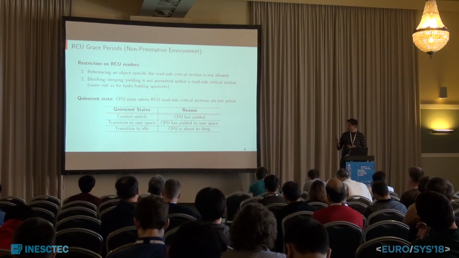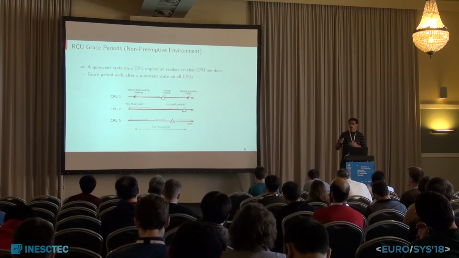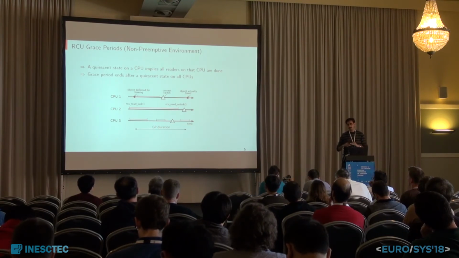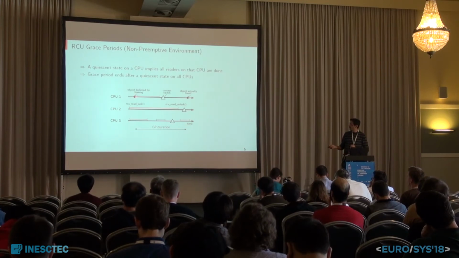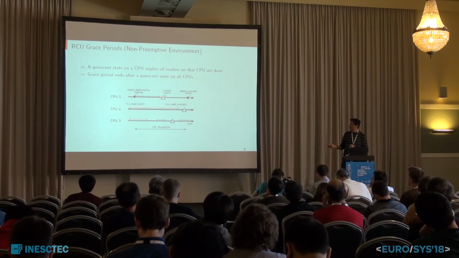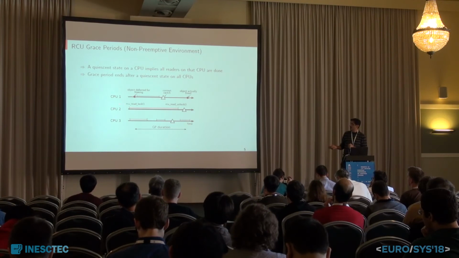So we know that a quiescent state on a CPU implies that all the read-side critical sections on that CPU are done. The grace period ends once we see a quiescent state on all the CPUs. For example, in this case, this particular object has been removed from the linked list, and we wait for a context switch on all the CPUs, because when this object was removed, there was an active reader on CPU 2 which was accessing this particular object.